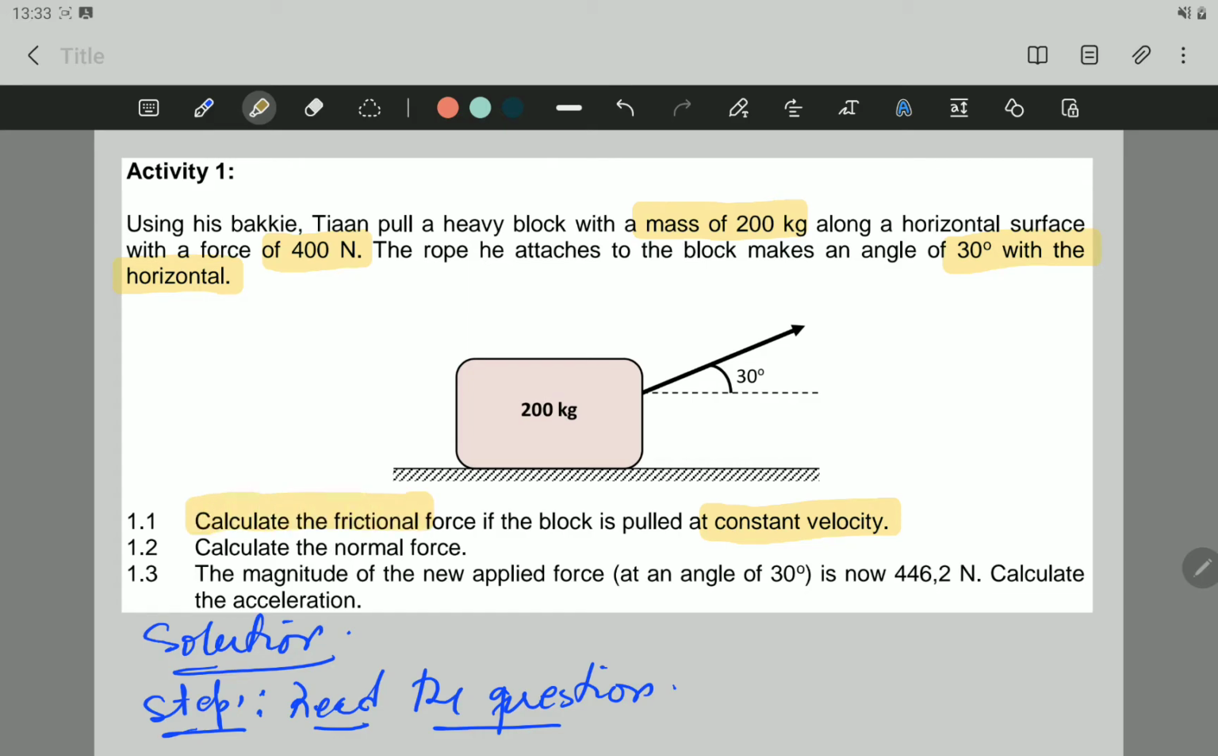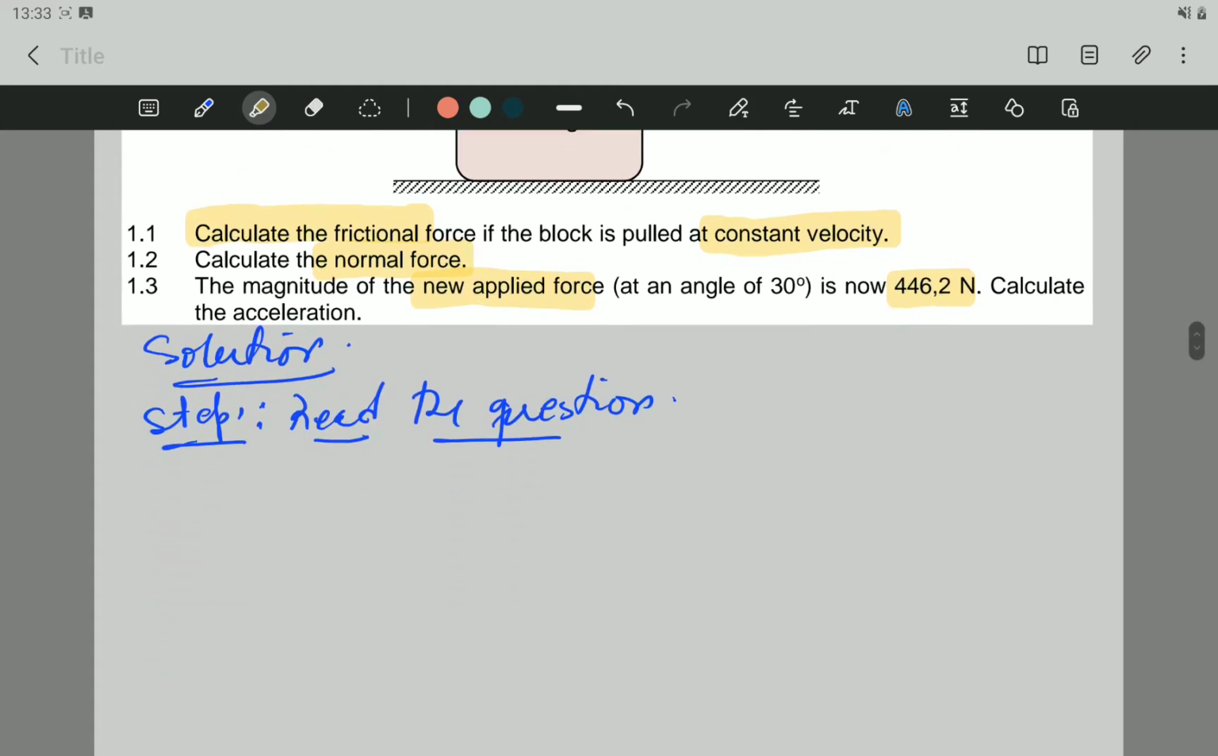1.2, calculate the normal. 1.3, the magnitude of the new applied force is now 446,2. New applied force 446,2. Calculate the acceleration. Okay, so that is step 1. We read, and while we're reading, we take as much information as we can from the question.